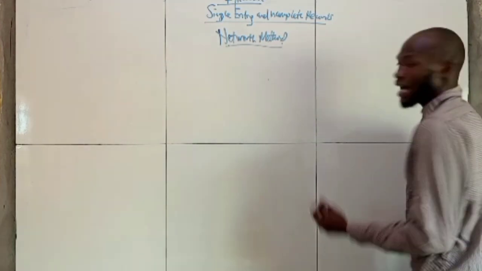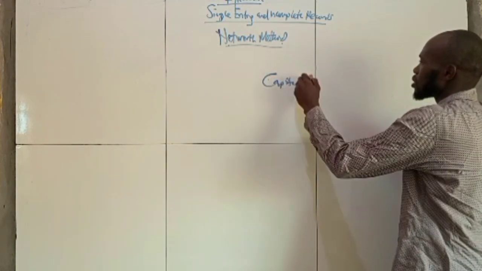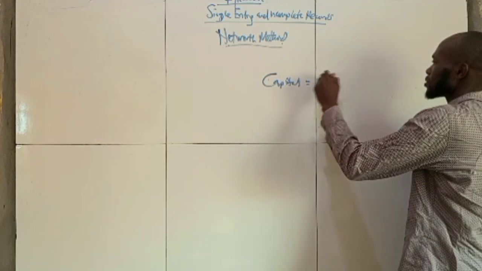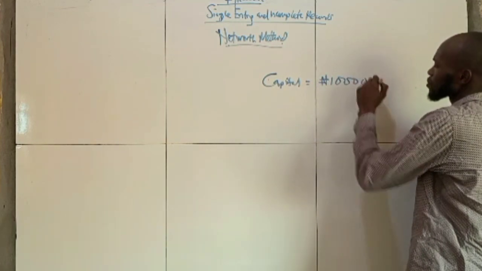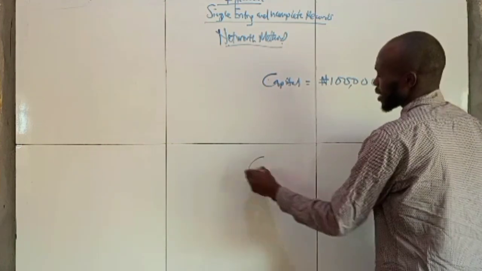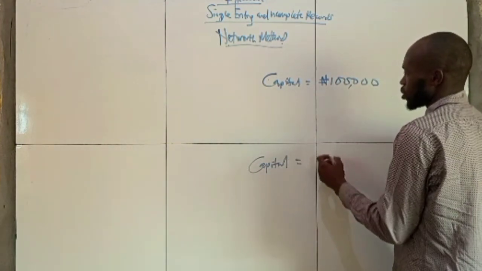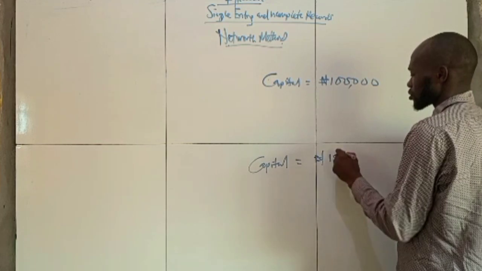Take for instance, at the beginning, the person is having a capital of 100,000, and at the end, the person is having a capital of 150,000.